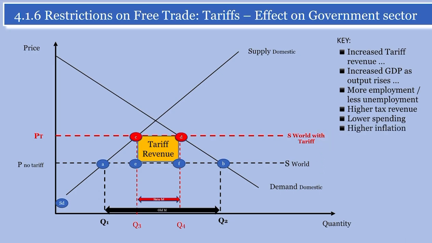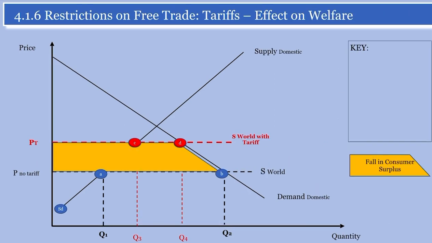However, there is going to be higher inflation. So, even though there are benefits here, benefits here, benefits here, higher inflation is a drawback. But remember, the key thing is from the government's view, they wanted to try to solve the balance of payments deficit, and that's been cut. Okay, lastly, we look at welfare.